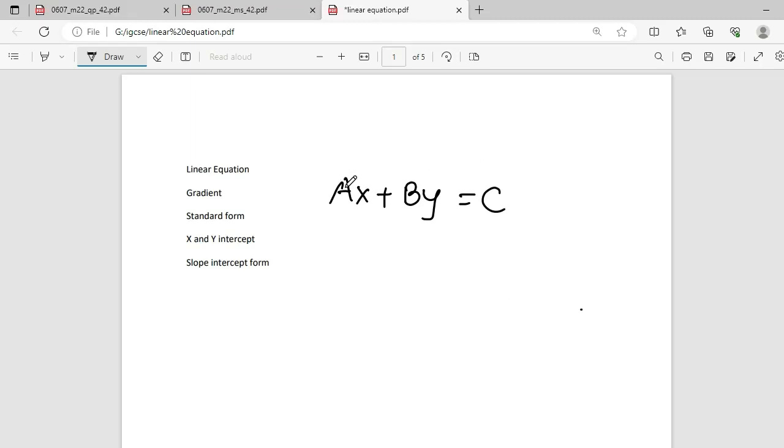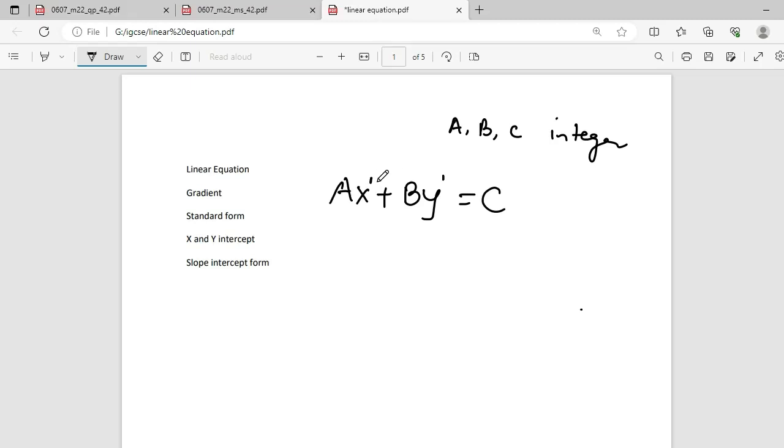ax plus by is equal to c, where a, b, c are integers and x and y are the variables. Okay, so ax plus by is equal to c. There are two variables, so we can say this is a linear equation in two variables. Why linear equation? Because the degree of each of the variables is 1. That's why we call it a linear equation.